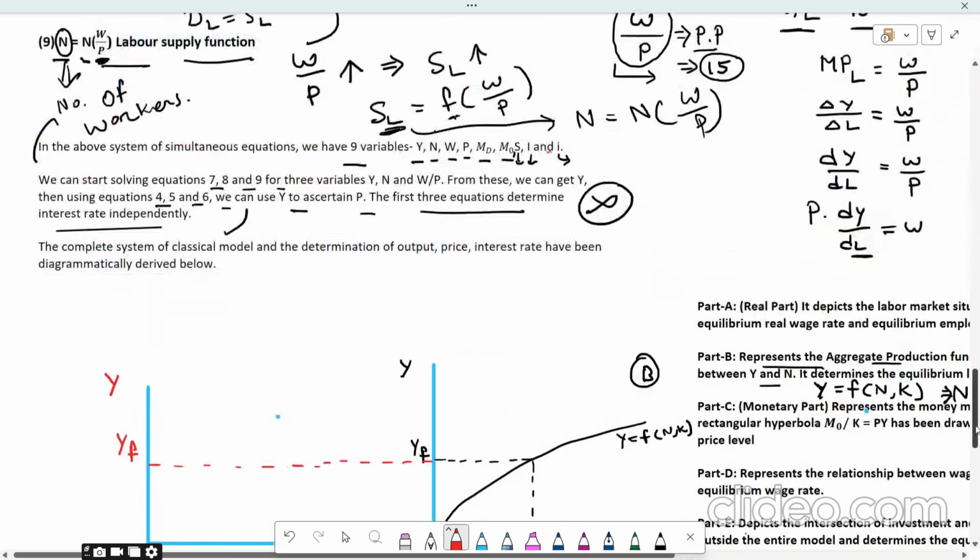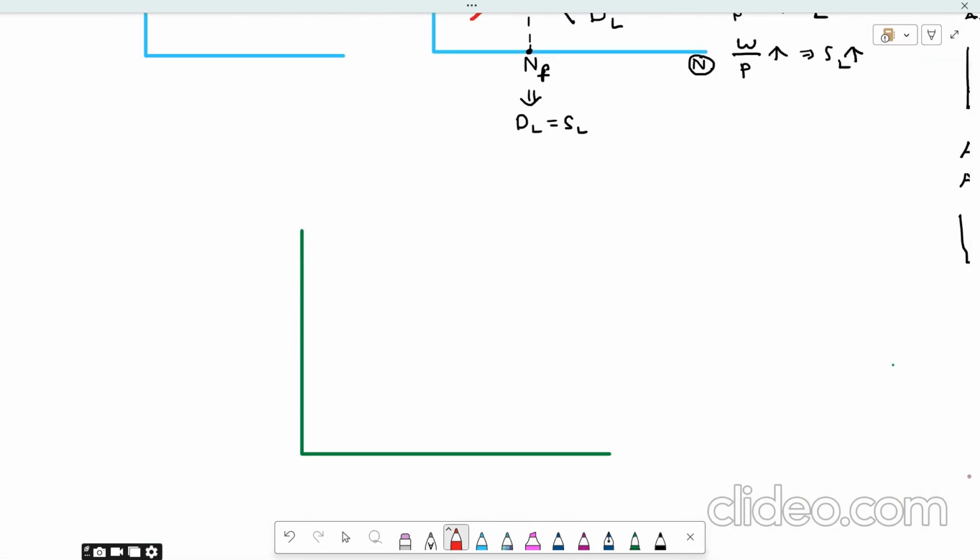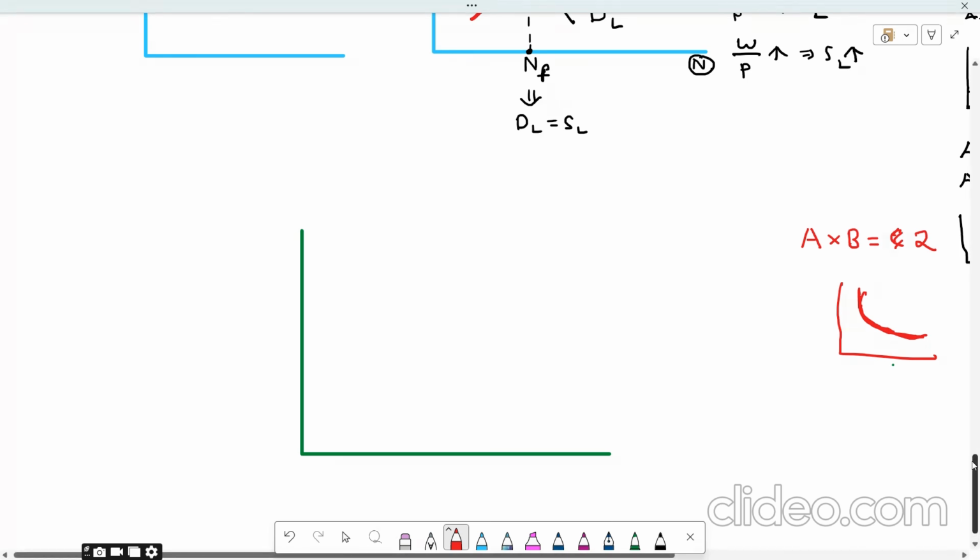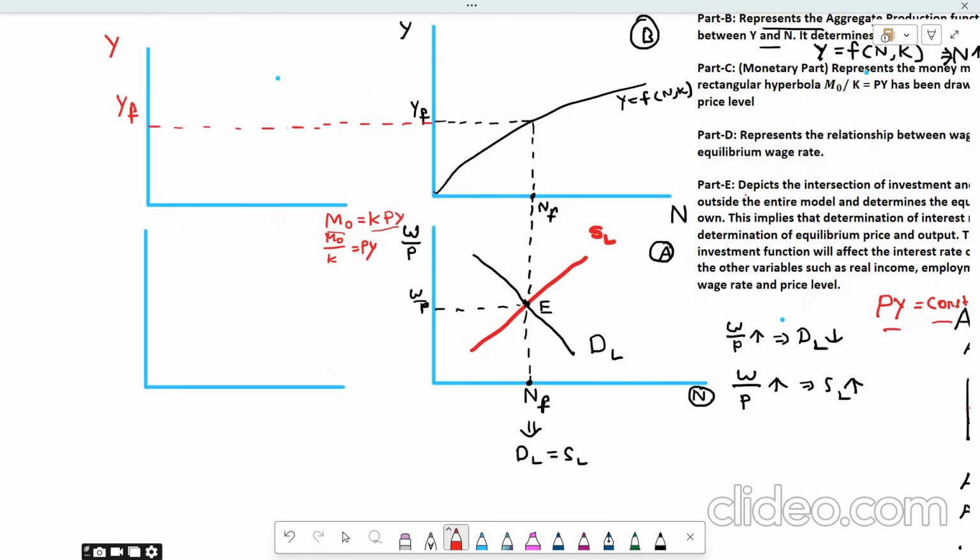Let me just interpret it, because this is a very important part that you have to know from scratch. Suppose A and B are two variables multiplied with each other, and their result is constant. Constant means a number, suppose 2. Then the graph will look like this. It is called a rectangular hyperbola. As you can see, P and Y are multiplied with each other and the result is constant, so the graph looks like this, a rectangular hyperbola.